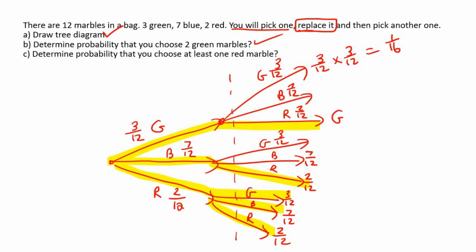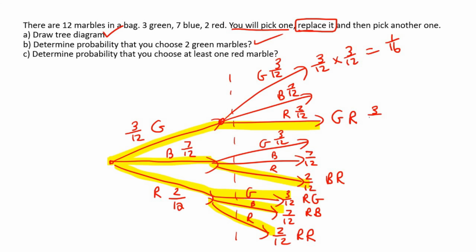So this would be a green and a red. This one here would be a blue and a red. This would be a red and then a green. This would be a red and then a blue. And this would be a red and a red. So remember, this is important. We're about to learn something very new here. We said that when you want to find the answer for this branch, you multiply. That's still going to be correct.